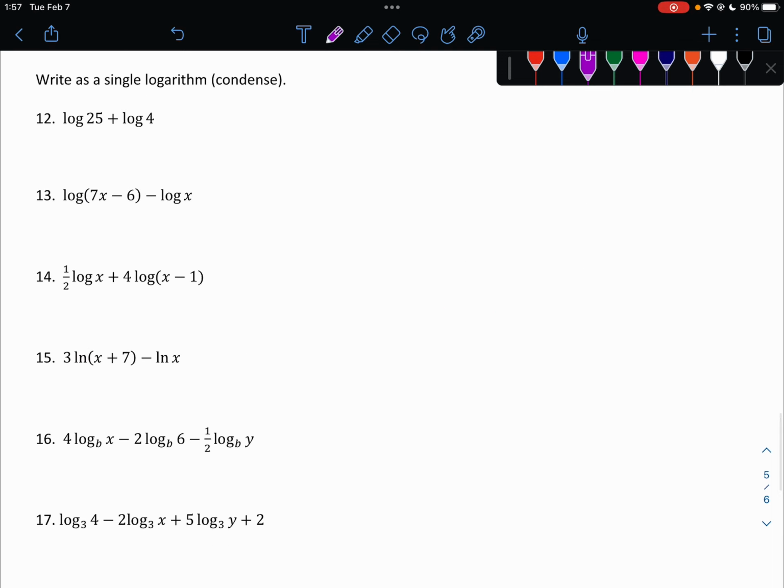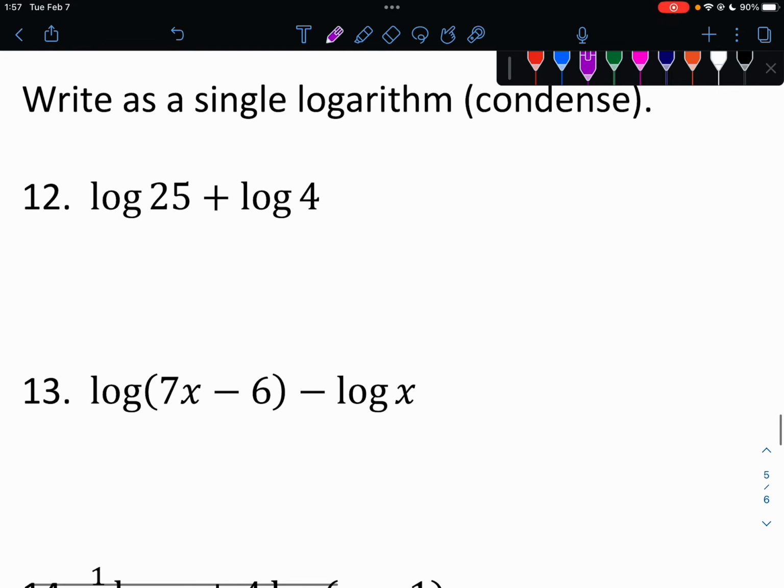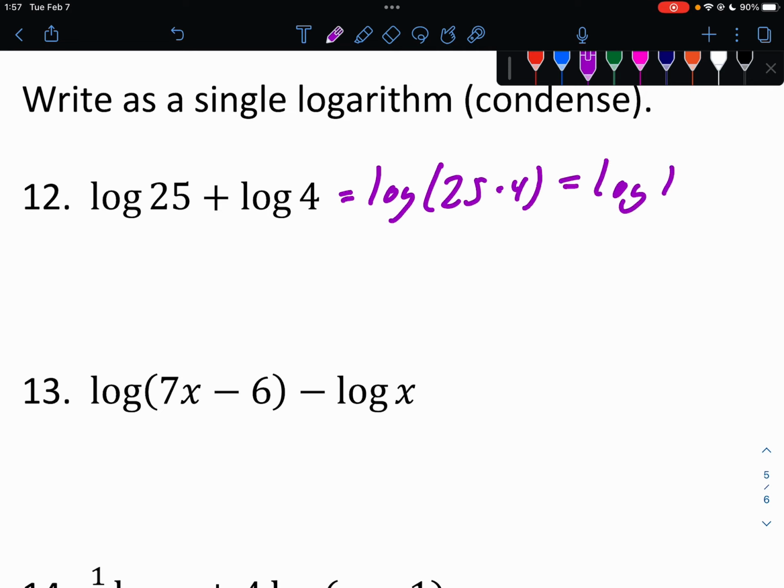All right, going backwards this time, we're going to condense. It's currently in expanded form. We want to use our properties to bring us back into one logarithm. When we're done here, we should have one logarithm in our answer. Since both of these are positive, I can rewrite this as log of 25 times 4, which is log 100.